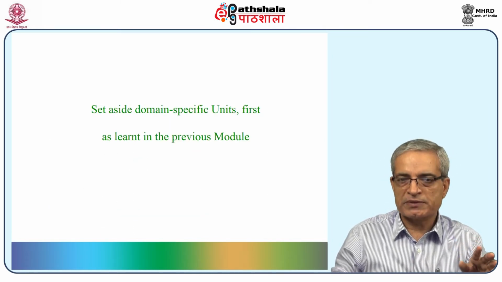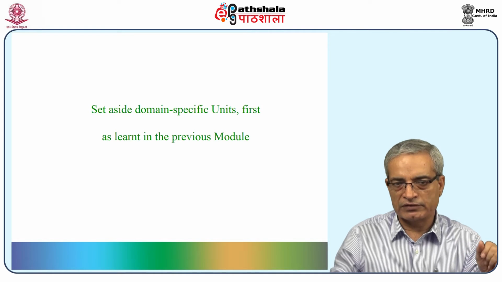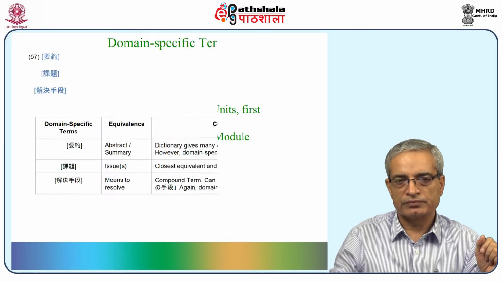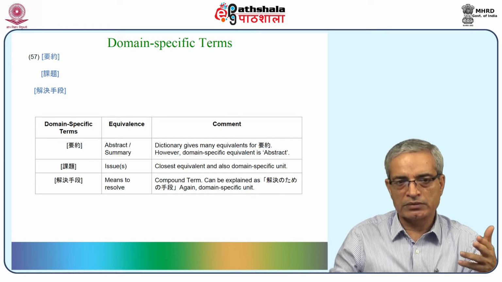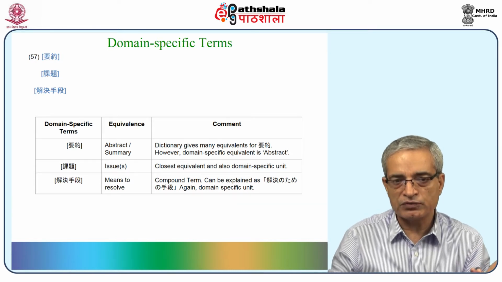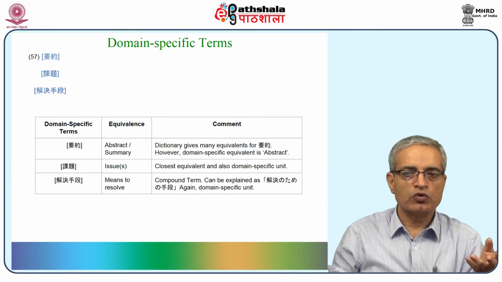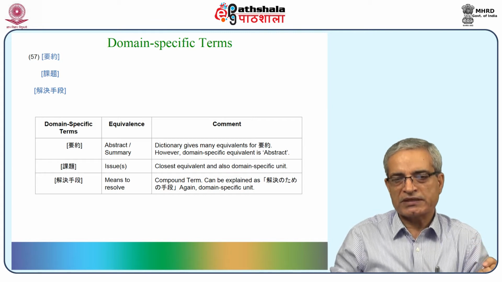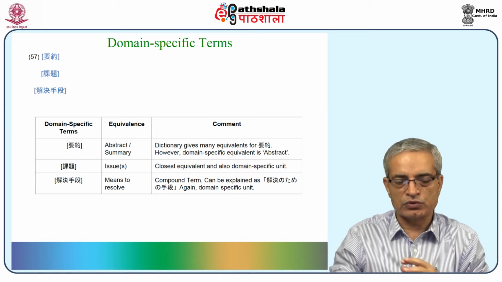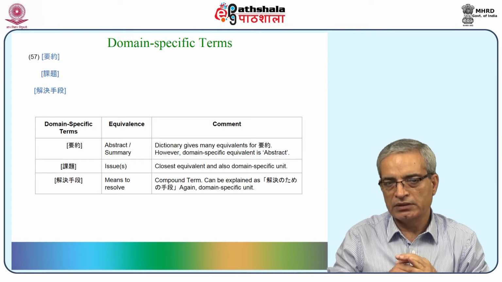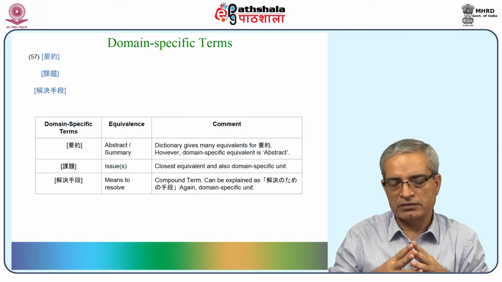Setting aside the domain specific units first, this is what we have seen in the previous module. So we are going to apply that here also. This is what is the yoyaku, kadai, and kaiketsu shudan. Yoyaku means abstract or summary. The dictionary gives many equivalents for yoyaku. We have to go by the patent specific equivalent, which is abstract, which is used normally. Instead of saying summary, it's abstract, I think more than 99%.